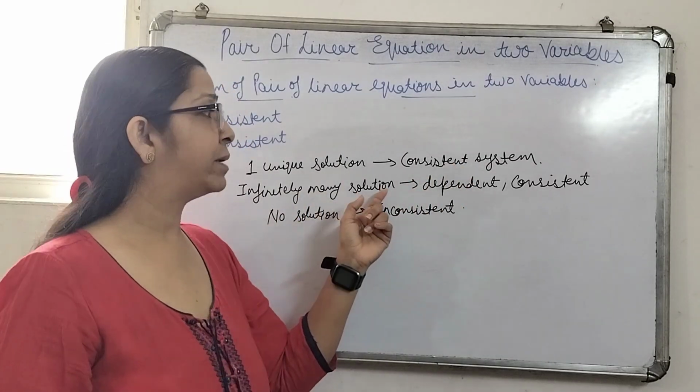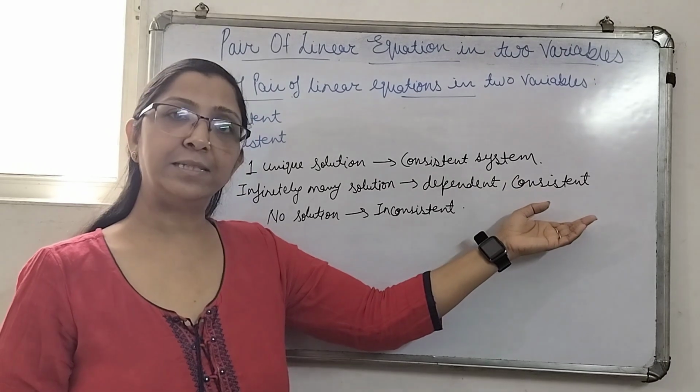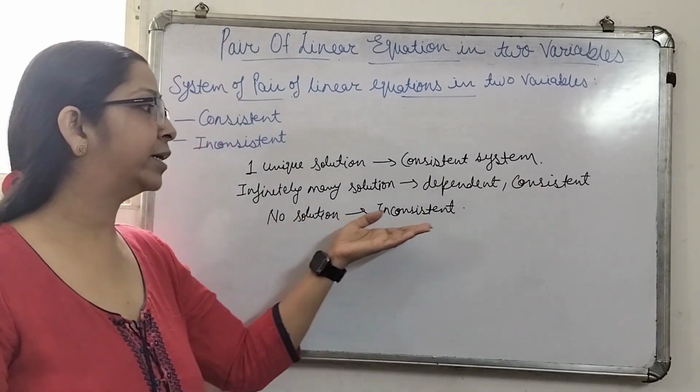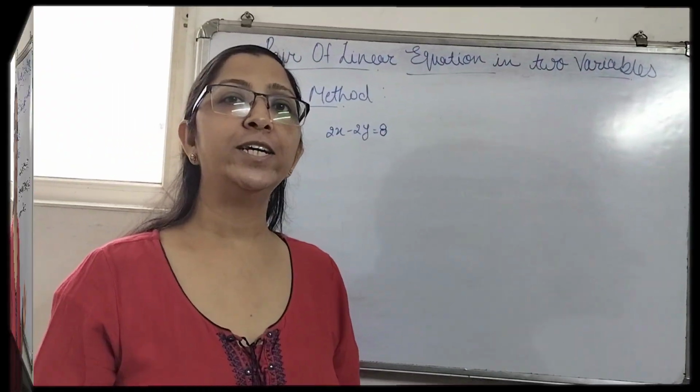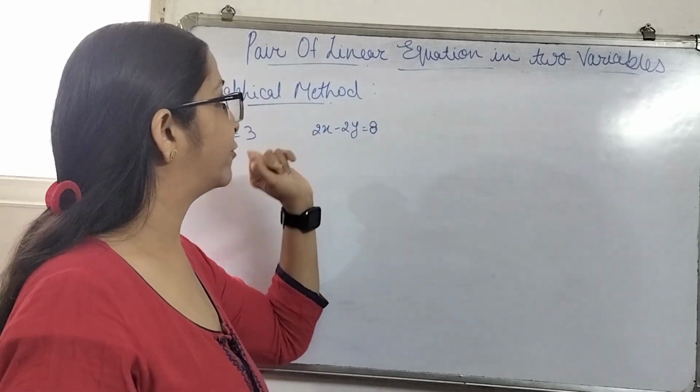If there are infinitely many solutions, then it is also known as dependent or consistent, and if there is no solution, it will be inconsistent. Now let's see how to find solutions of a pair of linear equations using the graphical method.